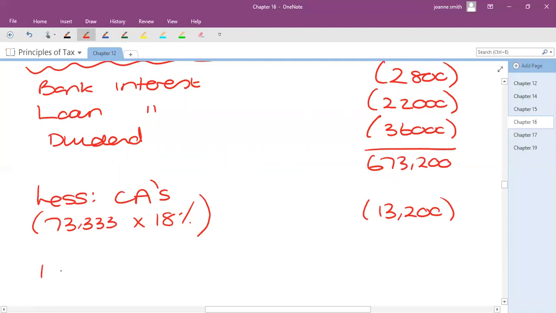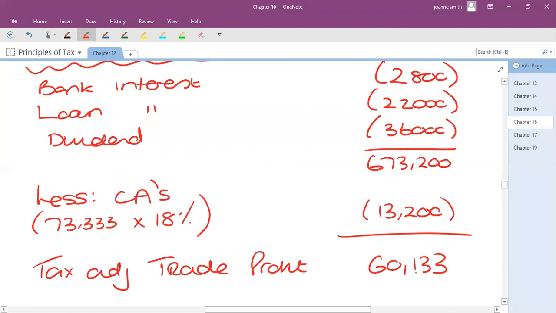So the final bit, as your tax adjusted trade profit, the profit that you're going to put into your corporation tax computation, is 60,133. So that answers part A of your question, and I will do a recording for part B in a separate section.